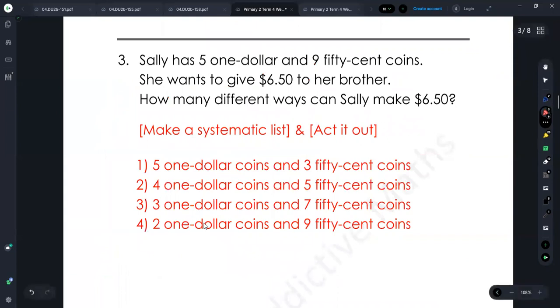Question 3, I think they should be able to do, but remind them, right? Because we need to do a systematic list. Now, over the last week, I noticed that some students, when they do a systematic list, theirs is more like very wild guesses and check.